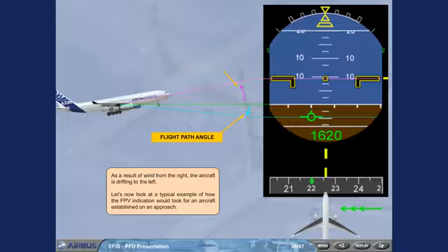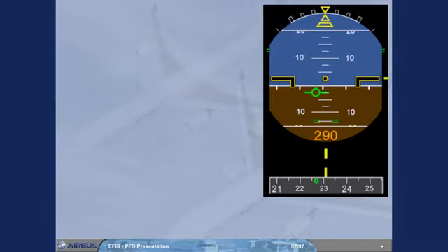The aircraft is fully stabilized in final approach. Notice that the flight path vector is in line with the track diamond, indicating left drift. The flight path vector is below the horizon line at a 3-degree descent angle.